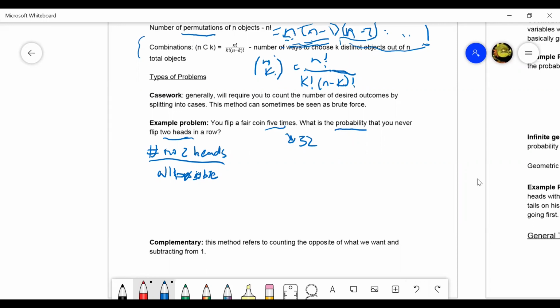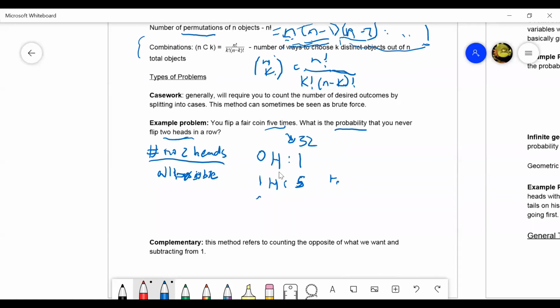And so if we do casework, if there are 0 heads, then it's not possible to have 2 heads in a row. So this is just 1, as in there's only 1 case in which you flip 0 heads, which is all tails. With 1 head, again, it's not possible to have 2 heads in a row. So this one would be 5, because the 1 head you flip can be the first coin, the second coin, the third coin, the fourth coin, or the 5th coin. So there are only going to be 5 for this case.